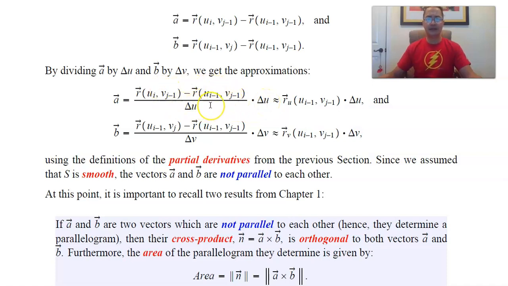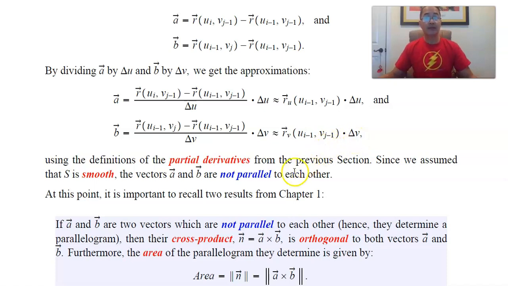This now looks like a derivative, doesn't it? Except we have a function of two variables, so it's not an ordinary derivative, it's a partial derivative. So this is approximately the partial derivative of r with respect to u, and then you multiply by that delta u. Similarly, this difference quotient looks like the partial of r with respect to v times delta v.